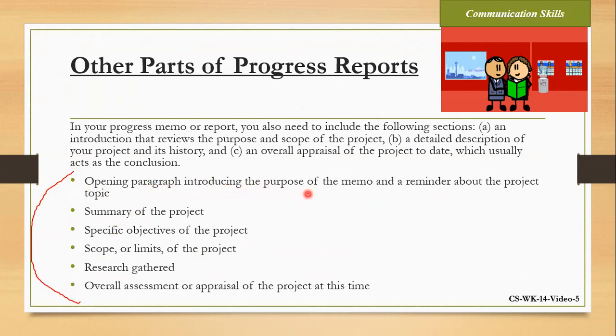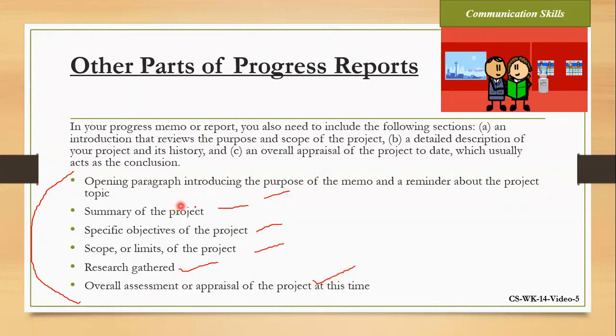Opening paragraph, introducing the purpose of the memo and a reminder about the project topic. Summary of the project, that means you have to discuss the past. Specific objective of the project, what the objective and scope are. Scope means the limits of the project, the boundaries within which you can and cannot work in the given time. Research gathered, whatever data and information you gathered, you have to describe. Overall assessment or appraisal of the project at this time. So these are the other parts.